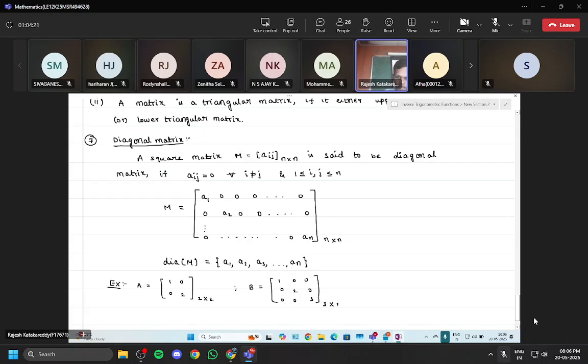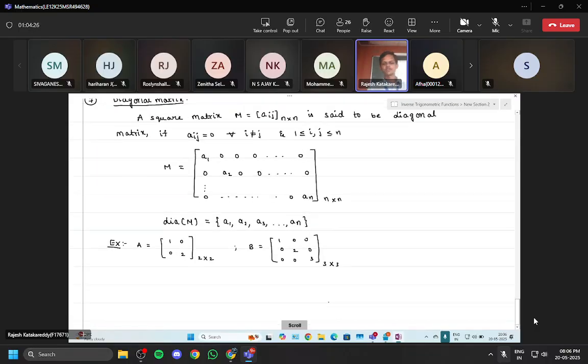This is a third order diagonal matrix. Like that, a fourth order one will be there. Clear? So here also, you add the minimum number of zeros and the maximum number of non-zero elements.